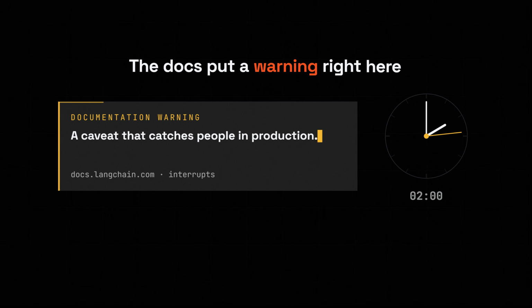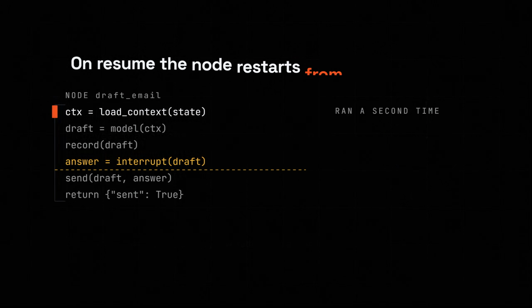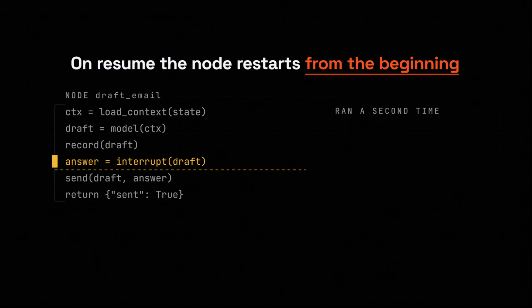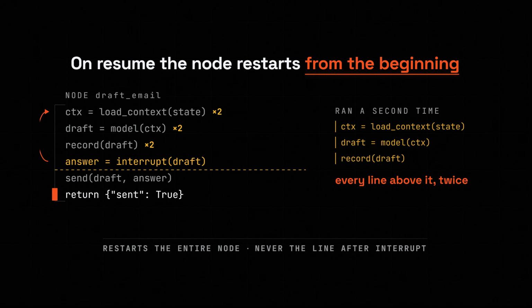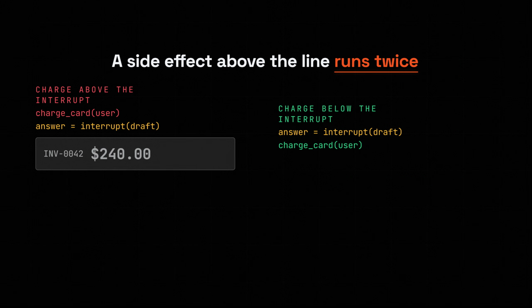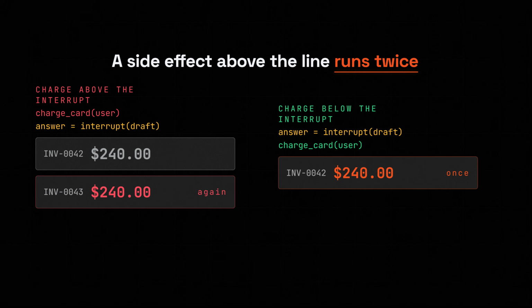But the documentation puts a warning here that catches people in production, so it is worth learning now rather than at 2 in the morning. On resume, the runtime restarts the entire node from the beginning. It does not continue from the line where interrupt was called. Everything above that line runs a second time, which means any side effect before that interrupt has to be idempotent. Charge a card above that line and you can charge it twice, or write the same row twice. Move the write below the interrupt, or make repeating it harmless.